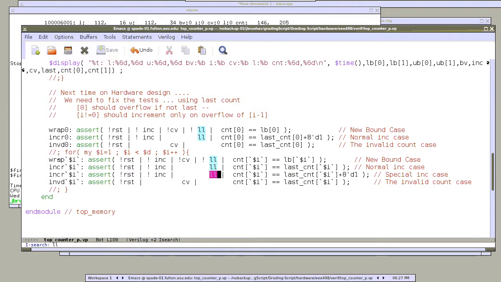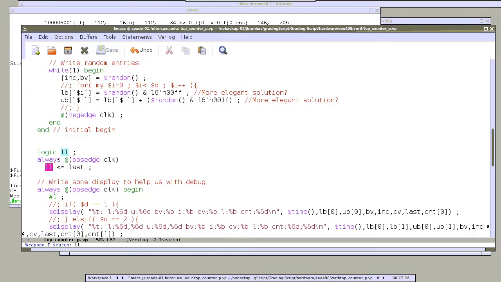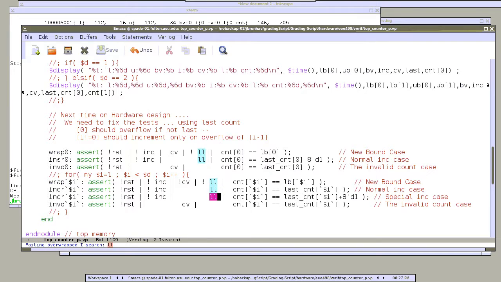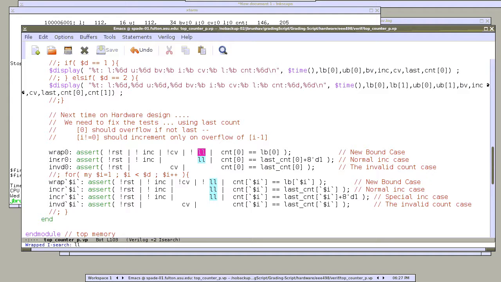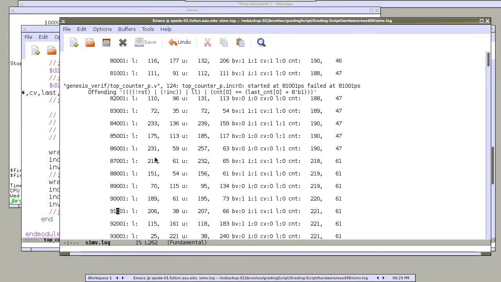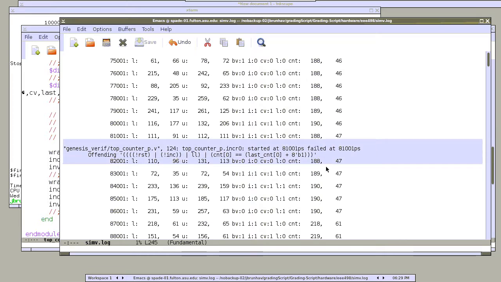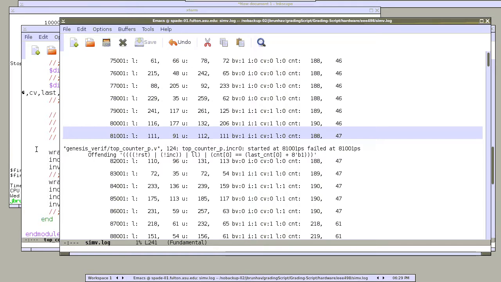So what was LL? So last. This is last cycle's last. Yeah. So if it is the last. All right. Yeah, so this is the new bound case. So hopefully this isn't the one triggering. So what's the one that it's yelling at us about? So it's yelling at us about the +1 case. And it's yelling at us about the +1 case every time we go from 190 to 188. So it's upset at us about the overflow case. Okay.